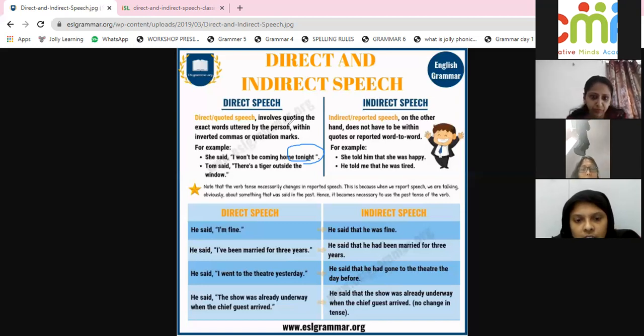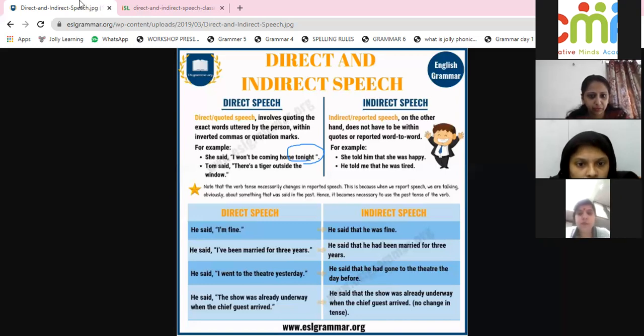And what will be the indirect speech for the second sentence? Tom said, there's a tiger outside the window. He said that there was a tiger outside the window. Yes. There was a tiger outside the window. Okay. I am fine becomes he was fine. I have been married becomes he had been married. I went becomes he had gone. So he said the show was already underway when the chief guest arrived.